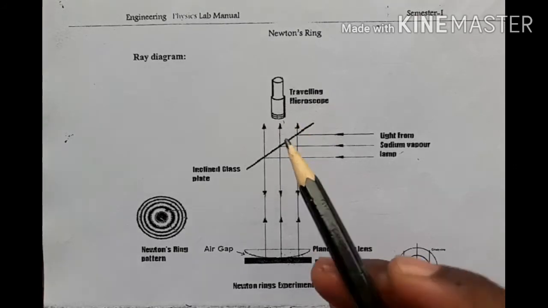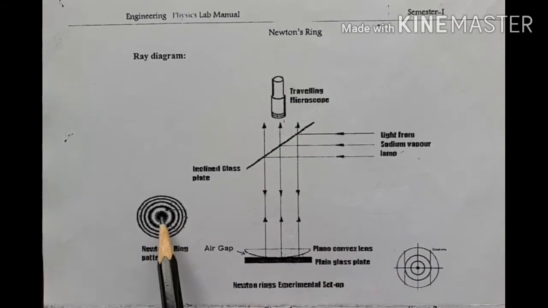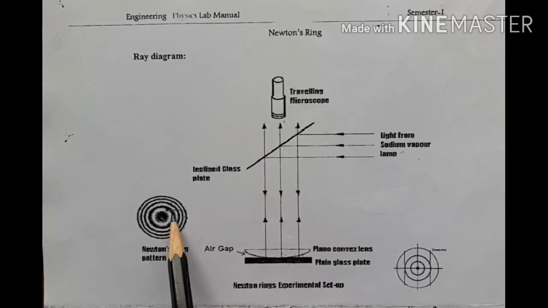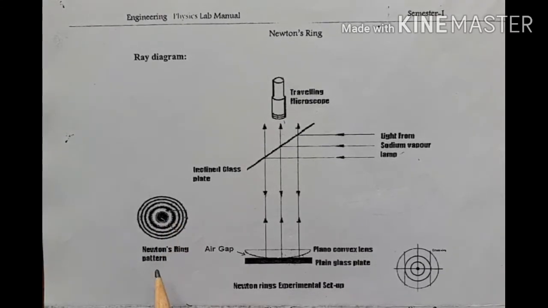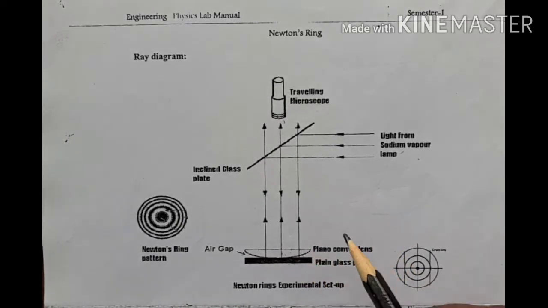So here we will get the Newton's ring pattern like this. Here we have a dark ring, bright ring, dark ring, bright ring. These are called Newton's rings. So let me enlarge this image like this.